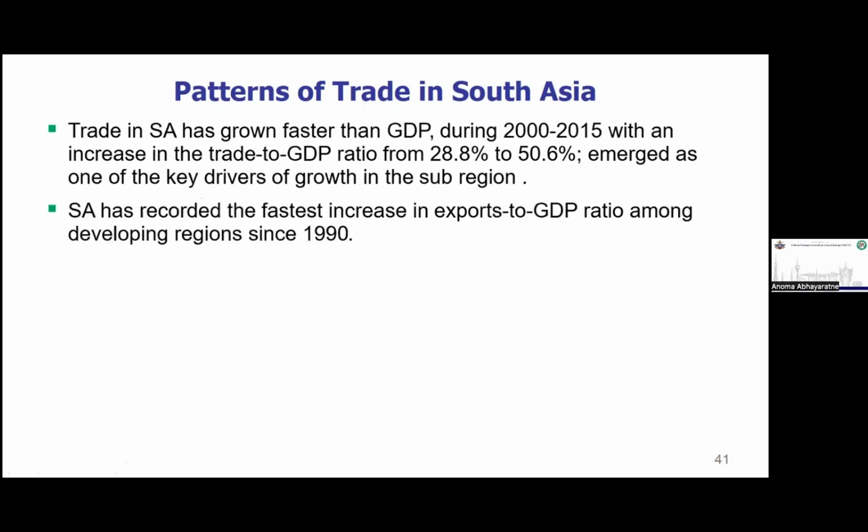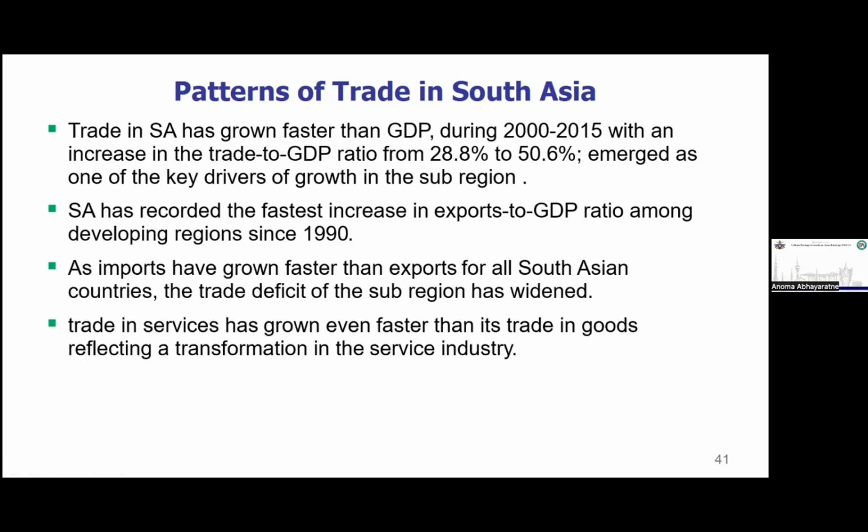Trade in South Asia has grown faster than GDP, with an increase in trade to GDP ratio from 20.8% to 50%. And trade in services has also grown even faster than trade in goods, reflecting a transformation in the service industry. Now there are many people from the outside world who come to India for medical treatment and other services.